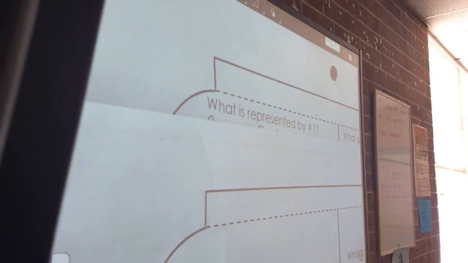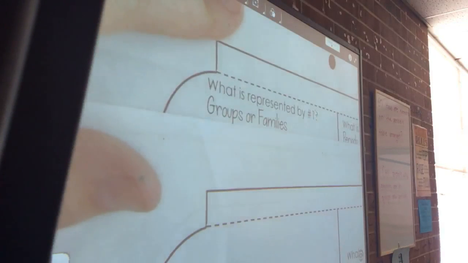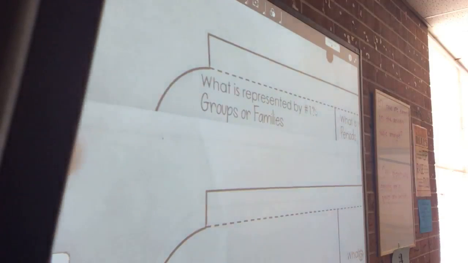Does anybody remember from the video what that's called? Periods? You said groups. Period is like this, horizontal. You all get horizontal and vertical confused. It happens.